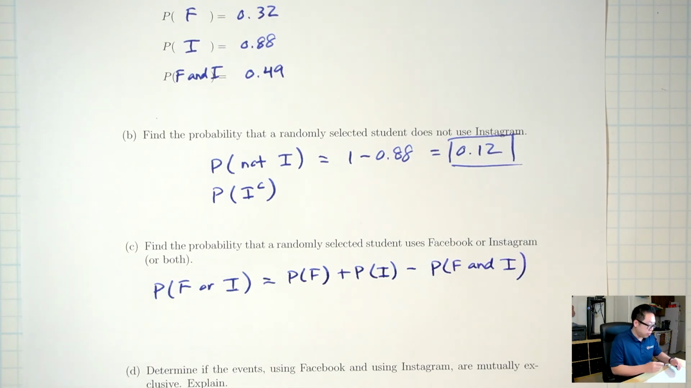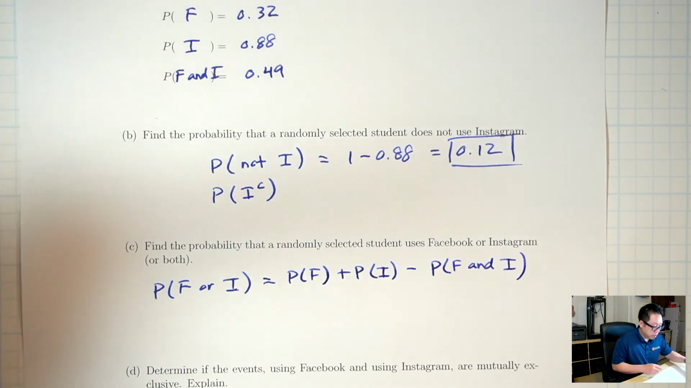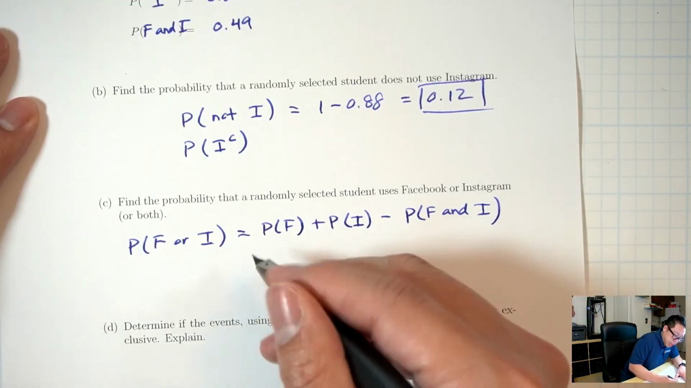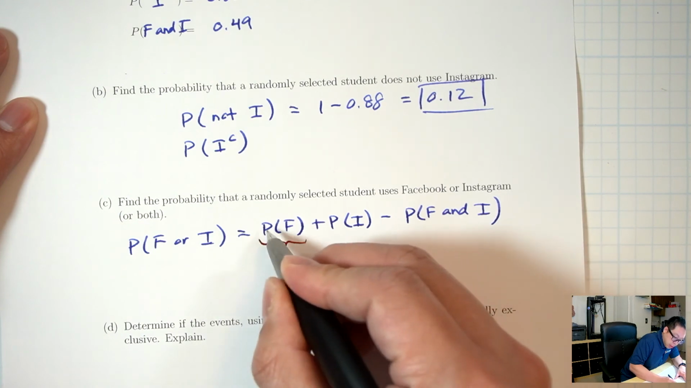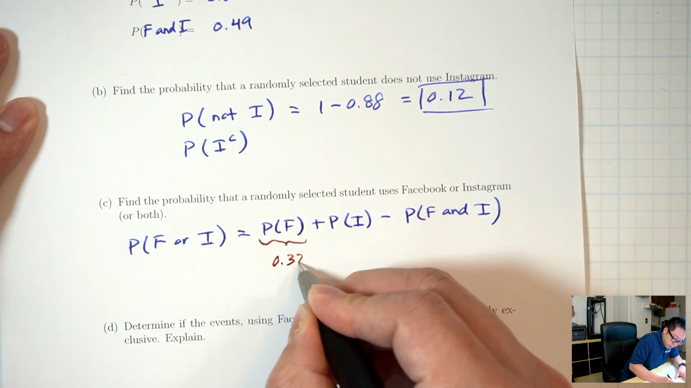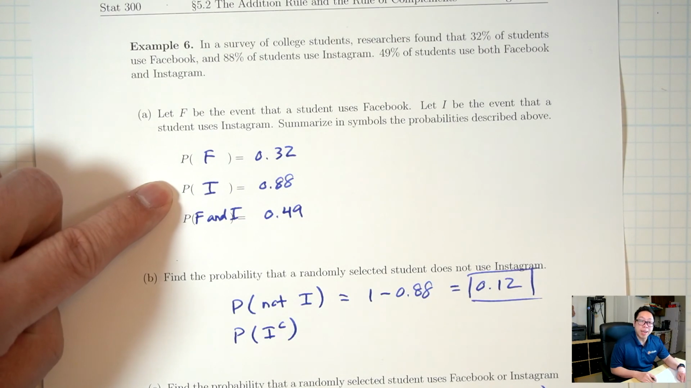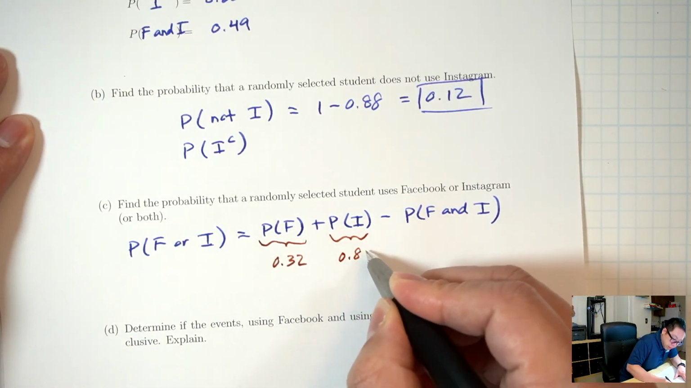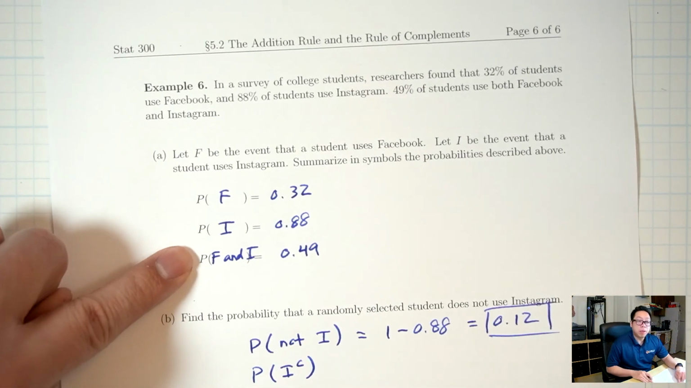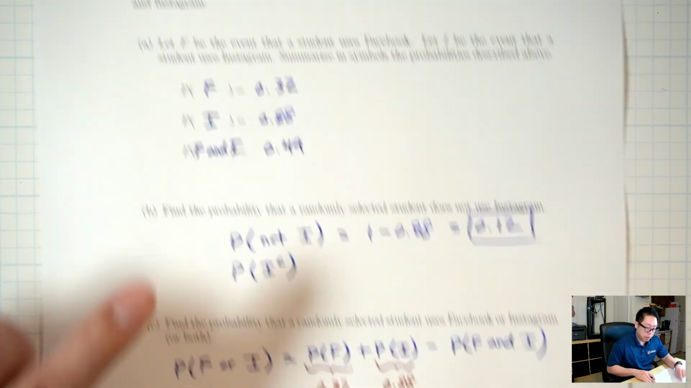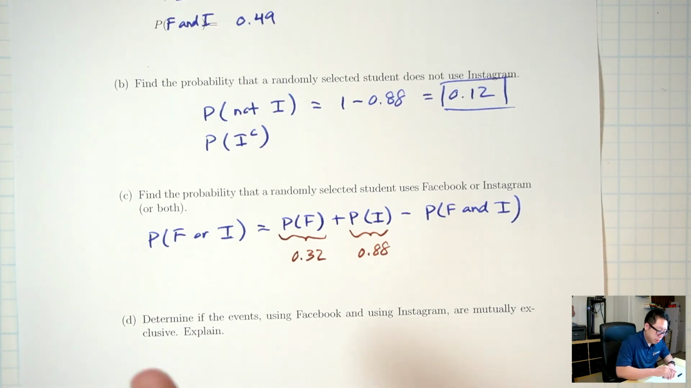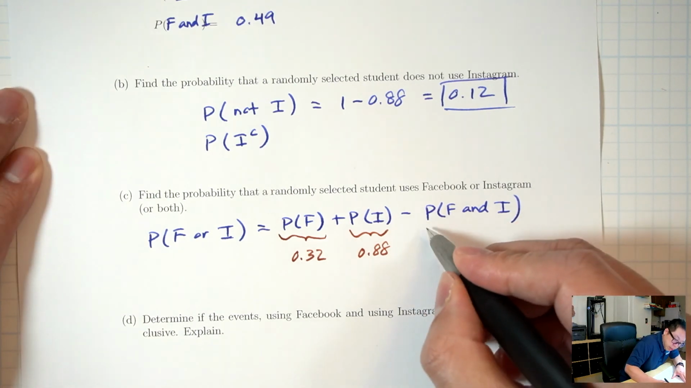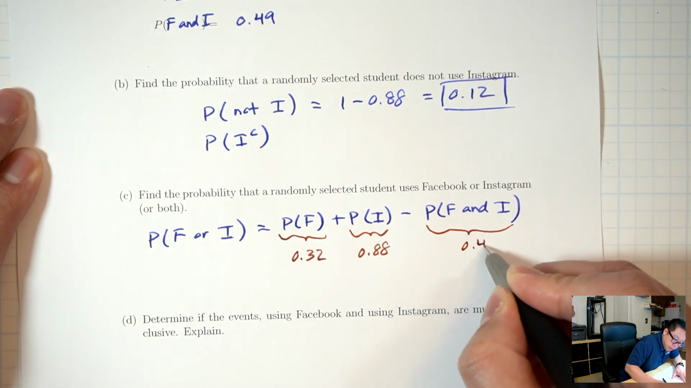And then let's go through and fill in what we know. I know P of F is 0.32. So this entire P of F is 0.32. P of I is 0.88. This entire P of I is 0.88. P of F and I is 0.49. This entire thing on the right, P of F and I, is 0.49.